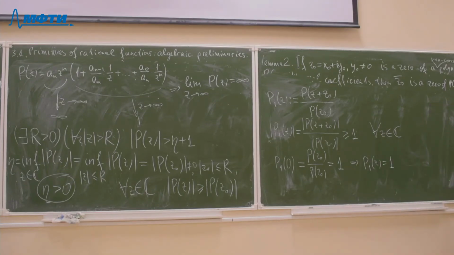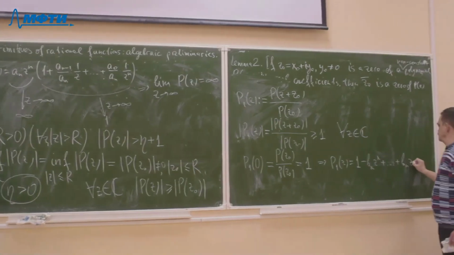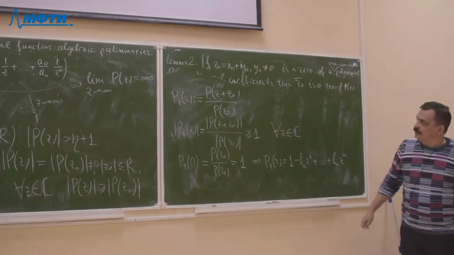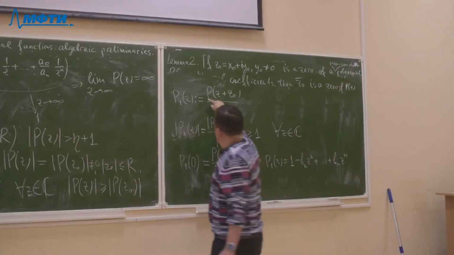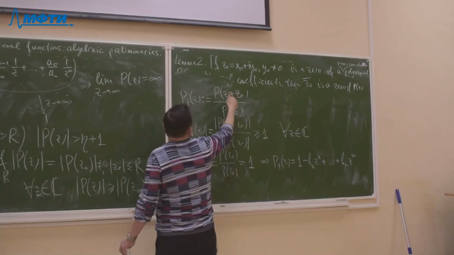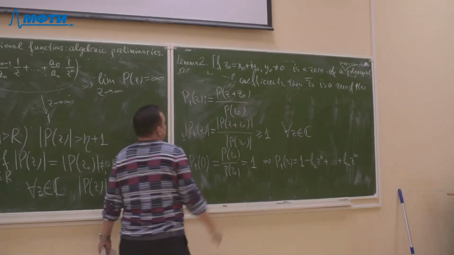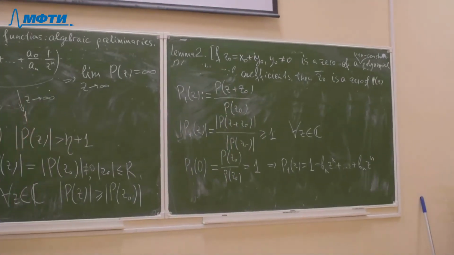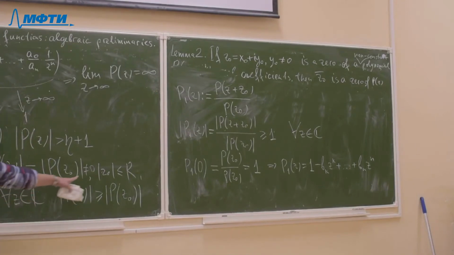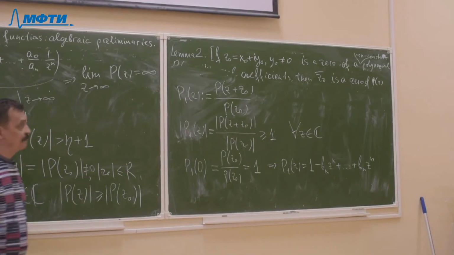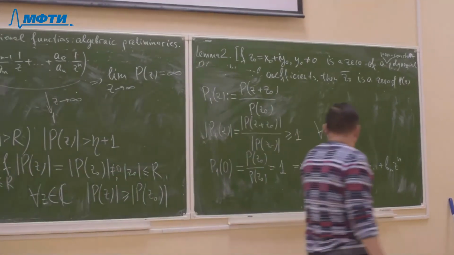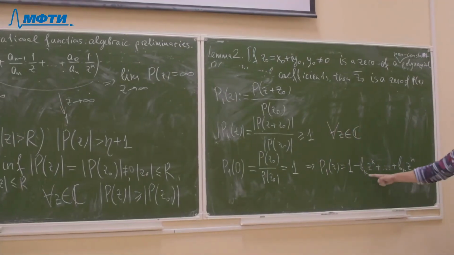Okay, I think I should put here minus, let's say, b_k z to the power k, and plus so on, plus b_n z to the power n. P1 is a polynomial of degree n, since we took a polynomial of degree n divided by a non-zero number.